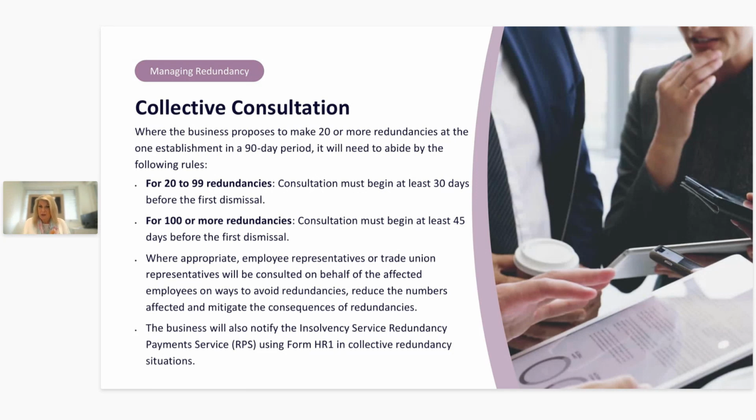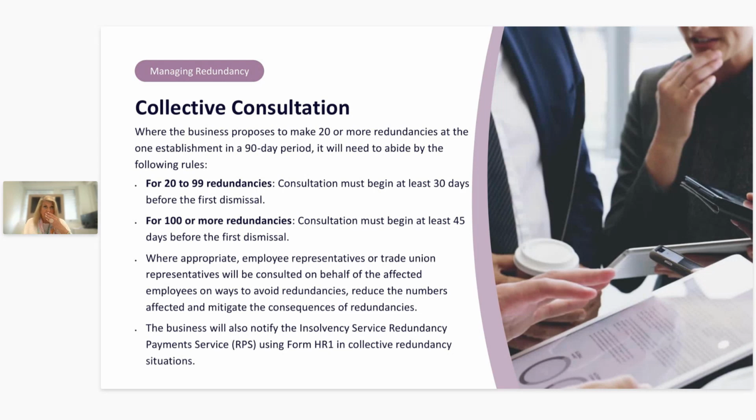Consultation periods are outlined as at least 30 days before the first dismissal, where you have 20 to 99 employees being dismissed, and at least 45 days before the first dismissal for 100 or more employees. The number of representatives needed to conduct a collective consultation is not specified in law, but you must ensure that the representation is sufficient and takes into account the types of employees who are impacted. And any circumstances like geographic location or varying shift patterns, etc.